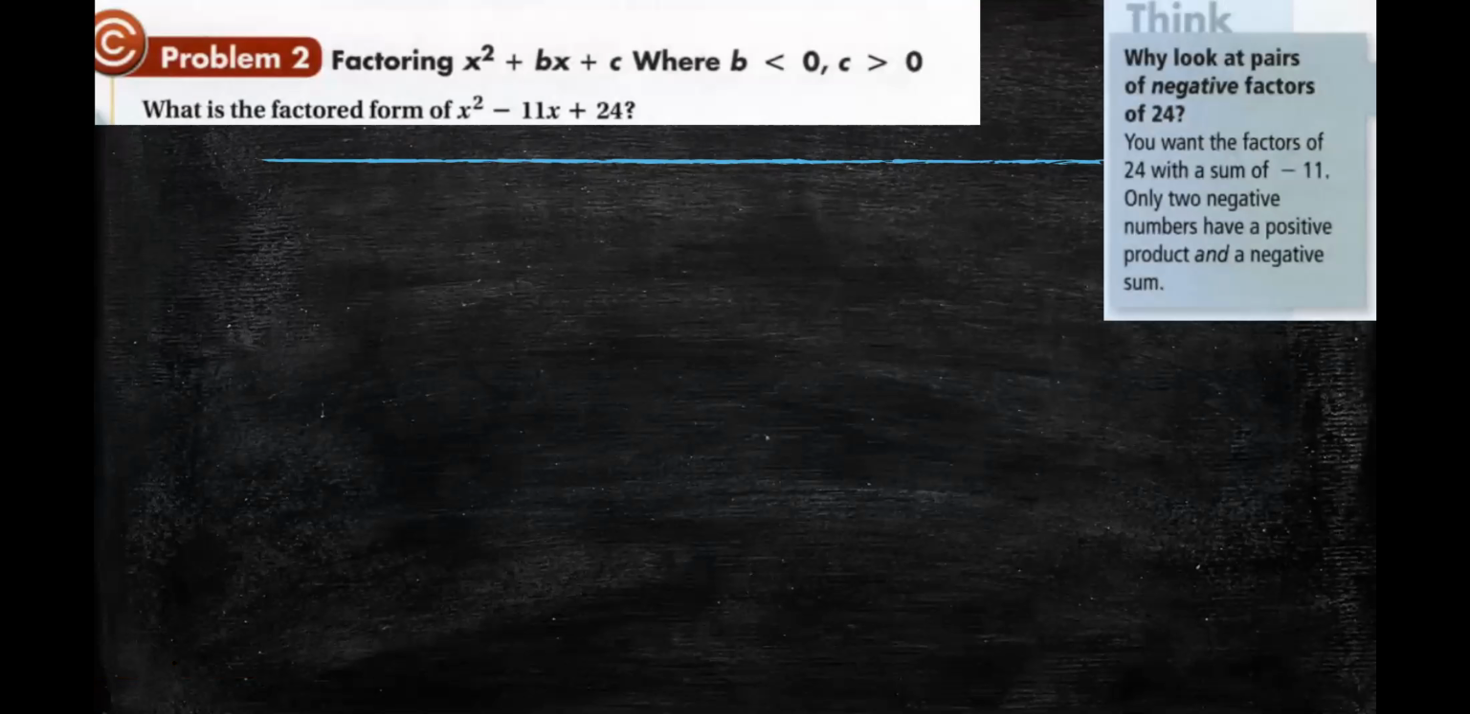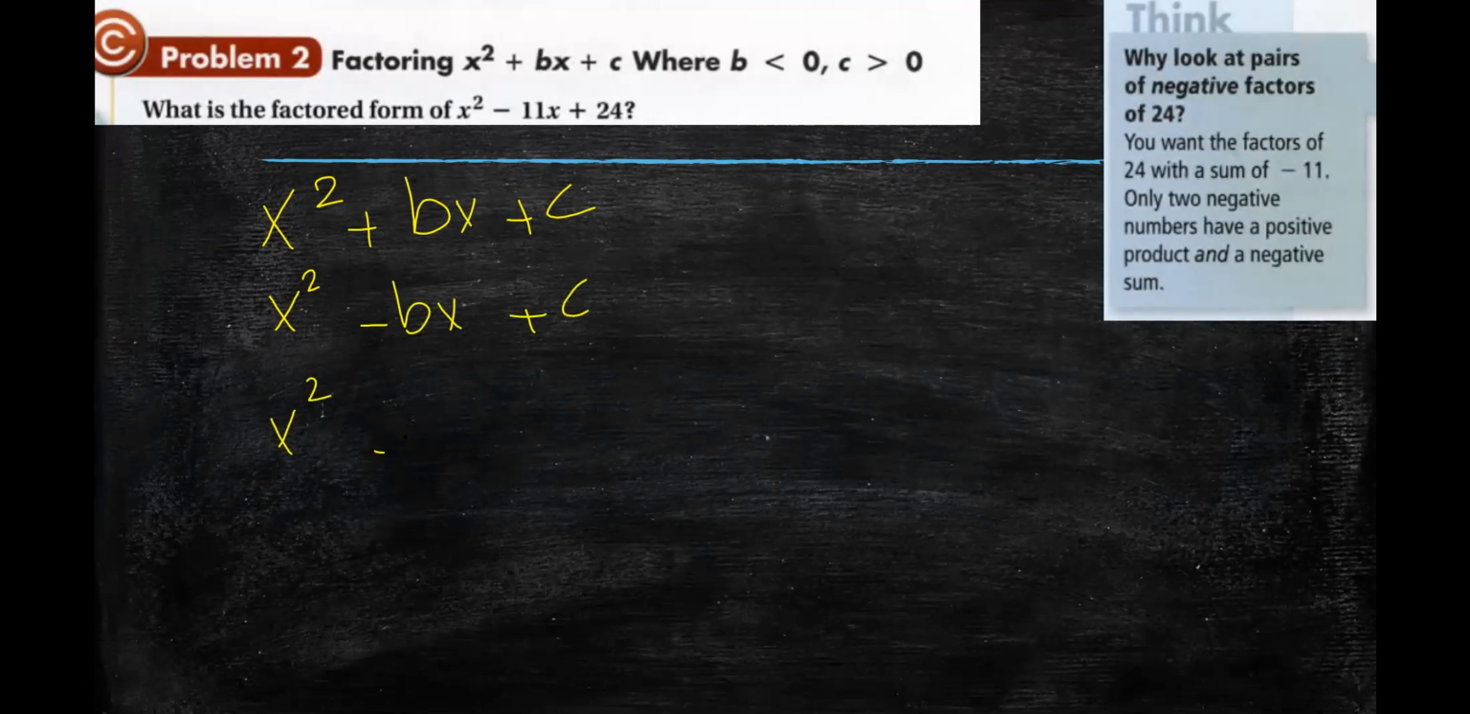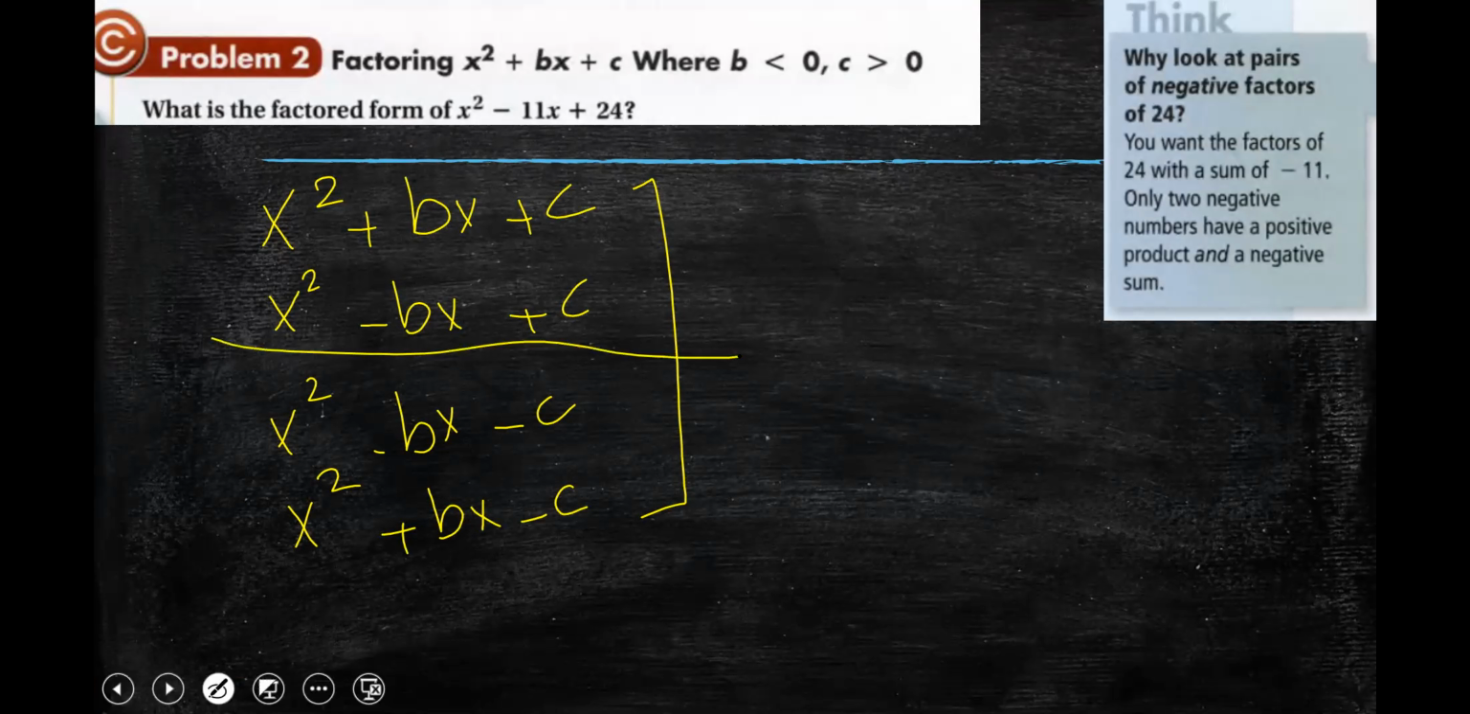So now it's clear. It could be x squared plus bx plus c. It could be x squared minus bx plus c. It could be x squared minus bx minus c, and it could be x squared plus bx minus c. These are the four cases. Today we learn how to factorize when we have plus plus, and minus plus. Tomorrow we will learn how to factorize x squared minus bx minus c or plus bx minus c.